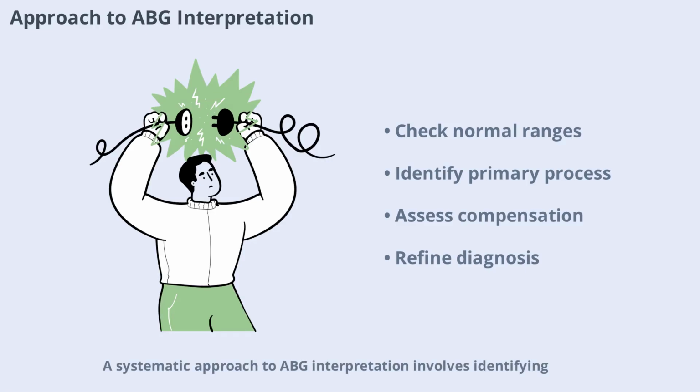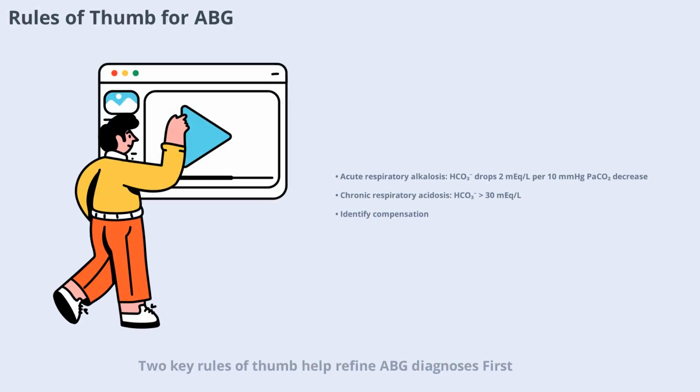A systematic approach to ABG interpretation involves identifying whether each parameter is within the normal range, determining the primary process and compensation, and refining the diagnosis. Start by checking pH, then PaCO2, HCO3-, and finally PaO2. Compare directional changes to known patterns for primary disorders and use rules of thumb to assess compensation and mixed disorders.